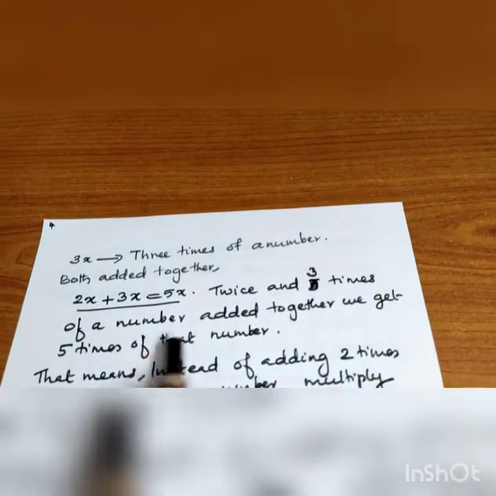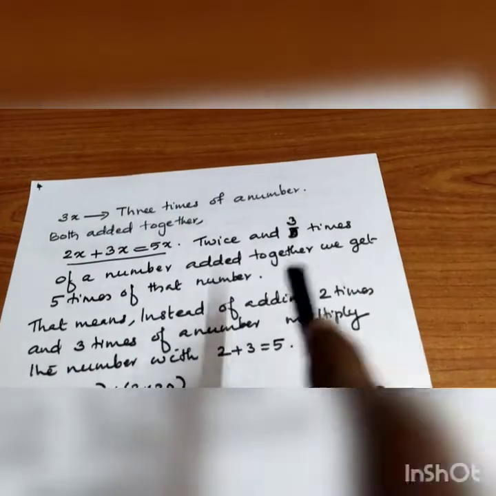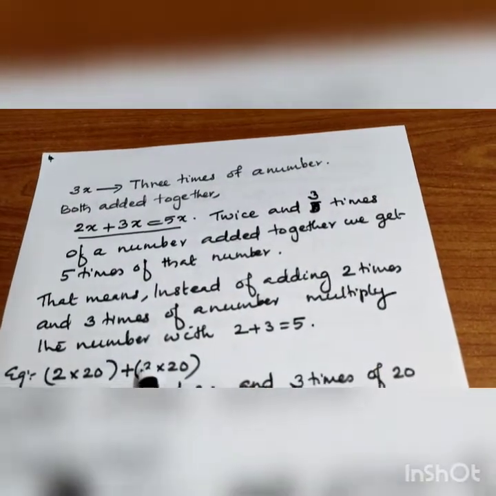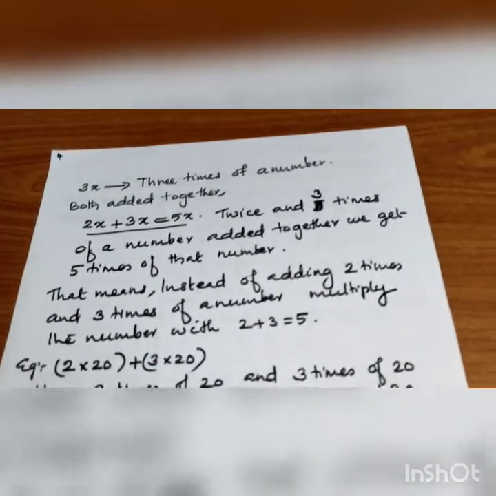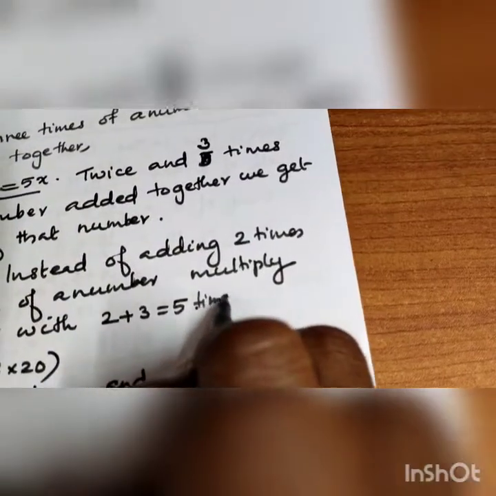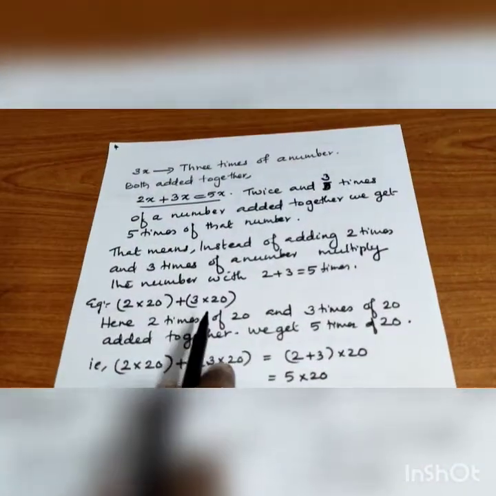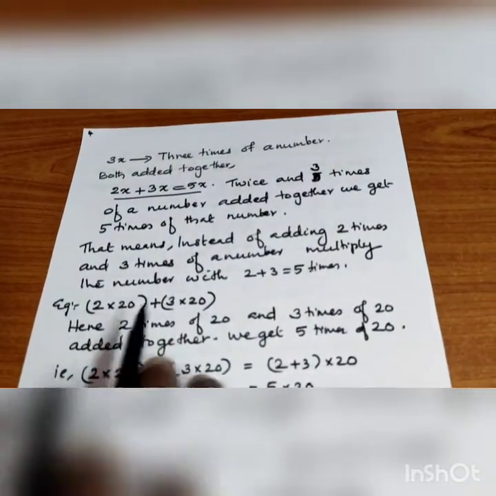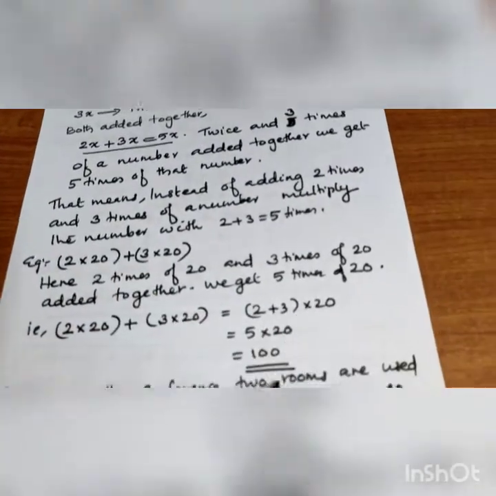Twice and 3 times of a number added together, we get 5 times of that number. That means, instead of adding 2 times and 3 times of a number separately, multiply the number by 5 times, 2 plus 3, 5. For example, 2 into 20 plus 3 into 20. 20 is multiplied first 2 times and then 3 times. Instead of multiplying 2 times and 3 times and then adding, multiply 2 plus 3, 5 times, that is 100.